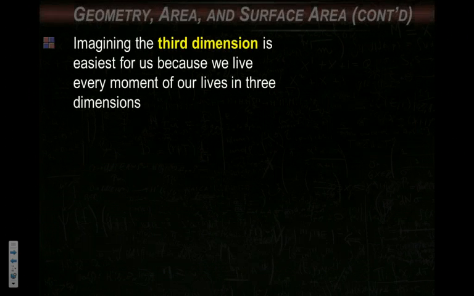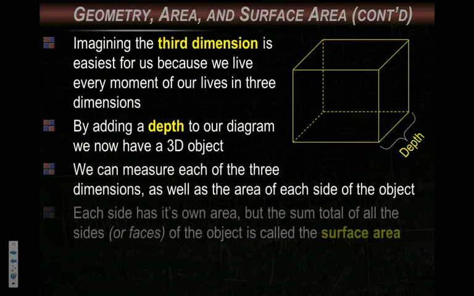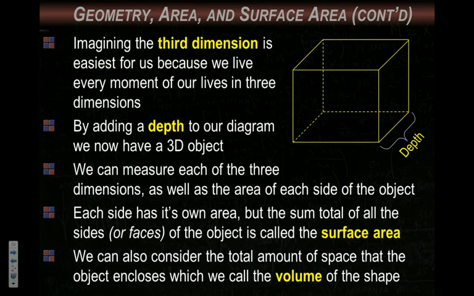Okay, so now we add the third dimension. The third dimension is the easiest for us because we live in the third dimension. That's where we exist every moment of our lives, is in the third dimension. That's what you guys are looking at me right now, okay? To add the third dimension, we add a depth to it. So we have length, pardon me, width, and now depth to this. This is now a three-dimensional object.